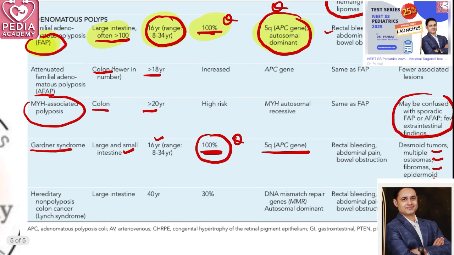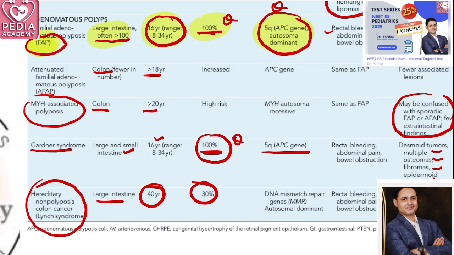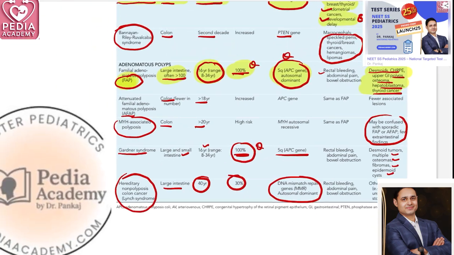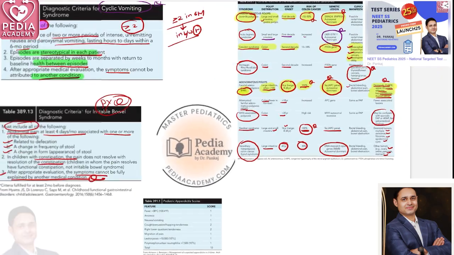Lynch syndrome. This is hereditary non-polyposis cancer syndrome seen in large intestine. Age group is 40 years. The malignant potential is 30%. It is due to DNA mismatch repair gene MMR, which is autosomal dominant. Other tumors in ovary, ureter, pancreas are also seen. So this is very much important.